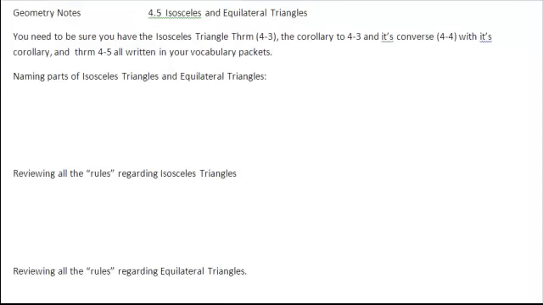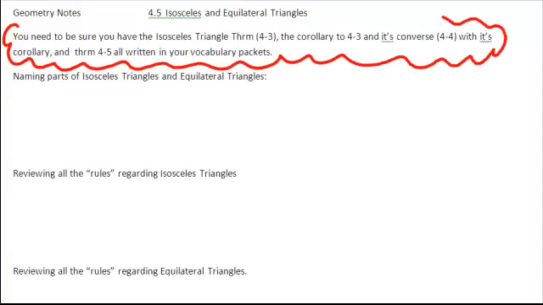I want to remind you of this. This is incredibly important. I have not checked your Chapter 4 vocab packets, but I'm soon to do so. So you need to make sure you have the Isosceles Triangle Theorem 4.3, its corollary and its converse, along with Theorem 4.5, all written in your vocabulary packet. So you should have already written these theorems down. You should have already had the parts, so I just want to show you how to use them.